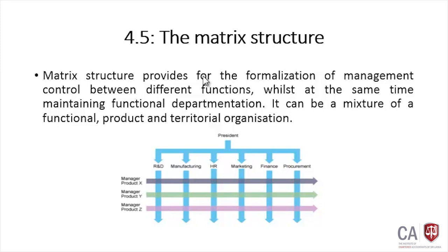So, in a matrix structure, it provides for the formalization of management control between different functions while at the same time maintaining functional departmentalization. So, it tries to maintain the functional departmentalization. At the same time, it provides more formalization of the management control between different functions. It can be a mixture of functional, product and territorial organizations. So, we will look at this matrix structure in detail a little bit.